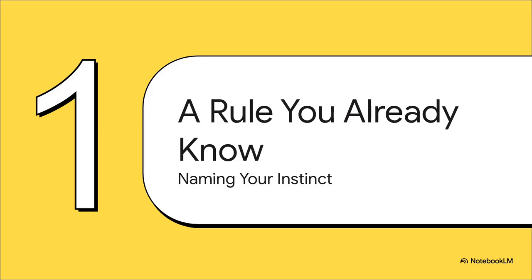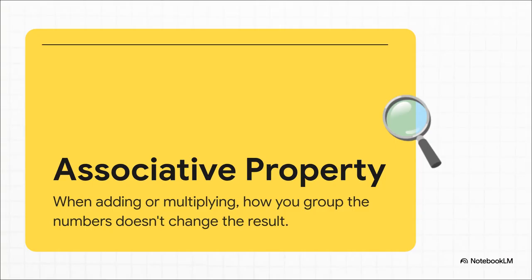Well, however you decided to group those numbers, that little mental shortcut you just took, it actually has a name. A formal name in mathematics. We're about to give a name to an instinct you already have. And that name is the associative property. It sounds kind of fancy, but it's a really simple and honestly powerful idea.